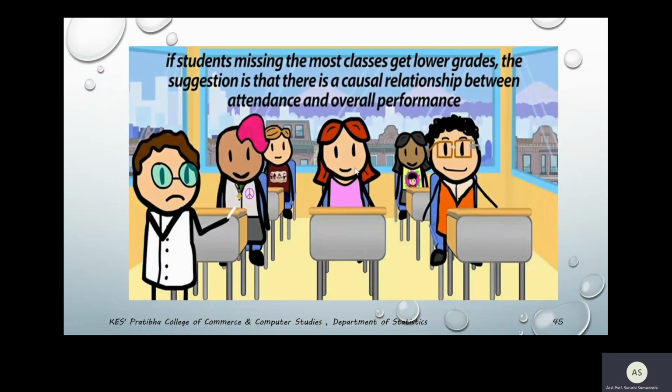If the students missing the most classes get lower grades, the suggestion is that there is a causal relationship between attendance and overall performance. So this is the relationship between correlation and causation. Correlation does not imply causation.